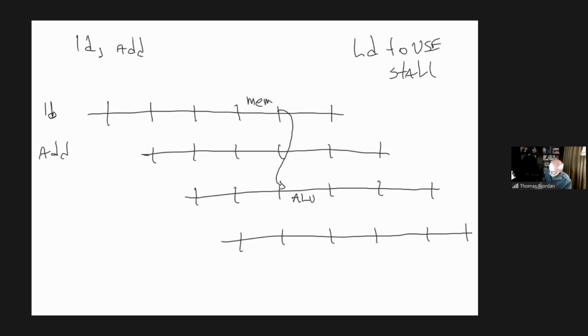So the problem here, right, is that now you could put the load here and the add here. And clearly that's not going to work, because then the add's ALU cycle is here, and so this memory can't possibly feed this ALU. That can't happen. And of course the add instruction can't be here either, because again, we can't feed it until here.